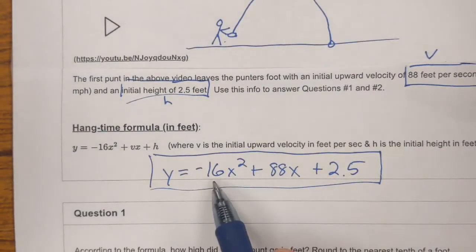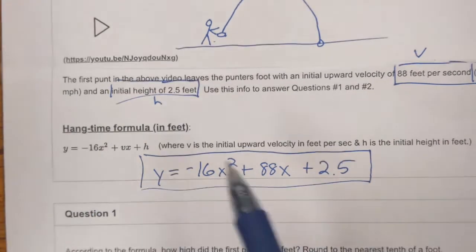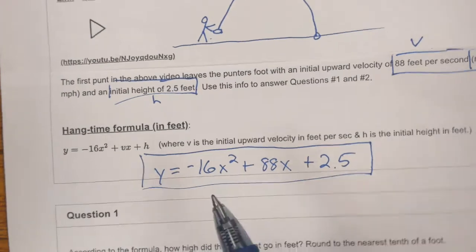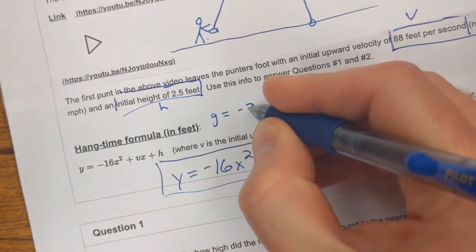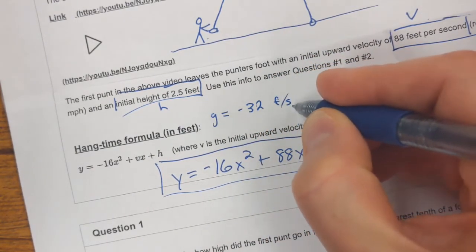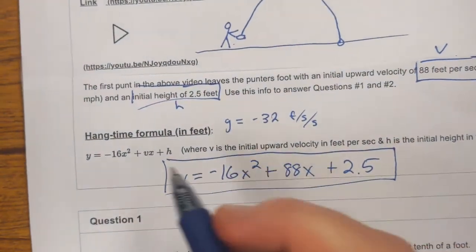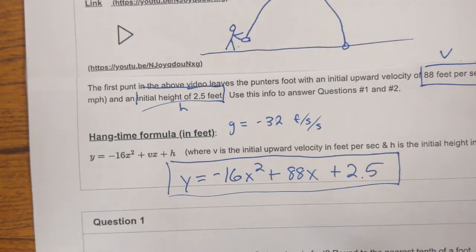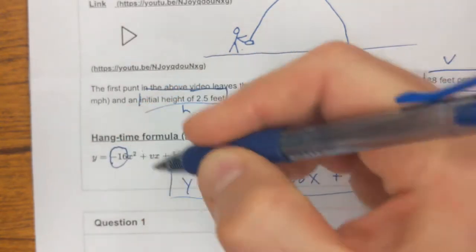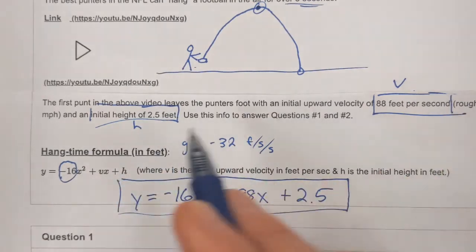Now, if you're curious where the negative 16 comes from, as long as you're on planet Earth and using feet and seconds, this number will always be negative 16. This is actually half of the gravity. The gravity on planet Earth is negative 32 feet per second squared, and it's negative because gravity pulls things back down to the ground. So you always take half of that in the formula. We're always going to keep the negative 16 here as long as we're on planet Earth. But the 88 and the 2.5 will change depending upon the problem.